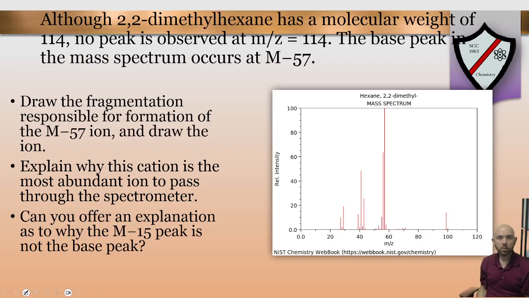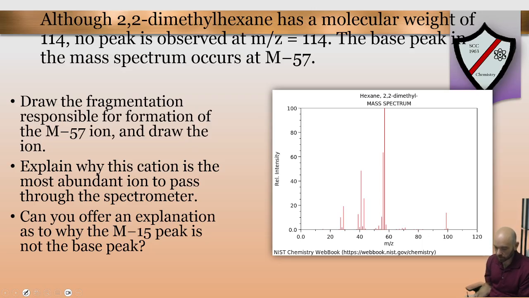Okay, we have an example on this slide that says, although 2,2-dimethylhexane has a molecular weight of 114, no peak is observed at 114. The base peak in the mass spectrum occurs at m minus 57. Draw the fragmentation responsible for formation of the m minus 57 ion and draw the ion. Explain why this cation is the most abundant ion to pass through the spectrometer. Can you offer an explanation as to why the m minus 15 peak is not the base peak?